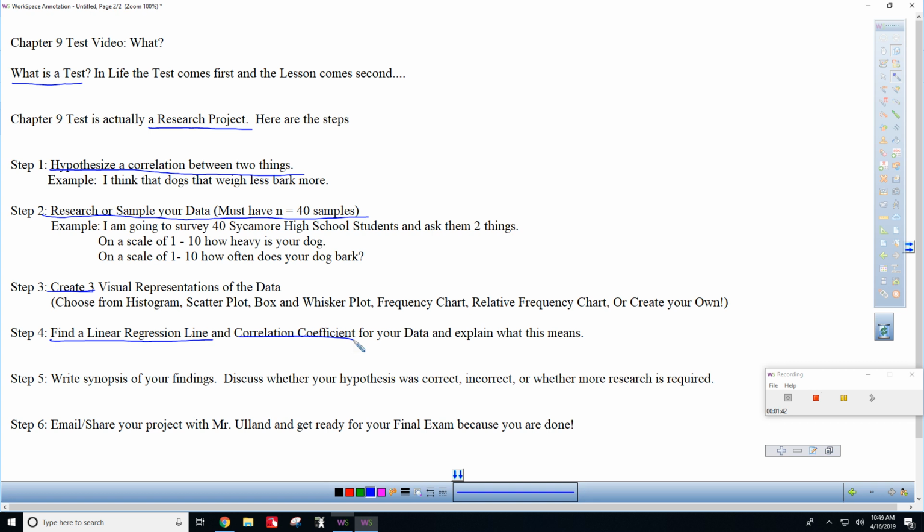Step 5, write a synopsis of your findings. Discuss whether your hypothesis was correct, incorrect, or whether more research is required at this time. You don't have to go in and do the more research. You just have to come to a conclusion. And then step 6, email or share your Google Doc with Mr. Euland with all of the steps from above.